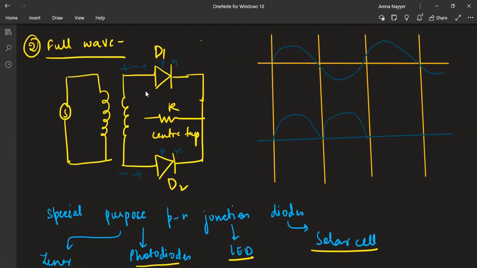Now it will become reversed. Plus here, negative here, so D1 will detect now. Now again it reverses, and D2 will detect like this. So a continuous full wave you will be obtaining. Clear? That's why we call it a full wave rectifier. Full wave rectifiers and half wave rectifiers. Clear? This is all about your rectifiers.